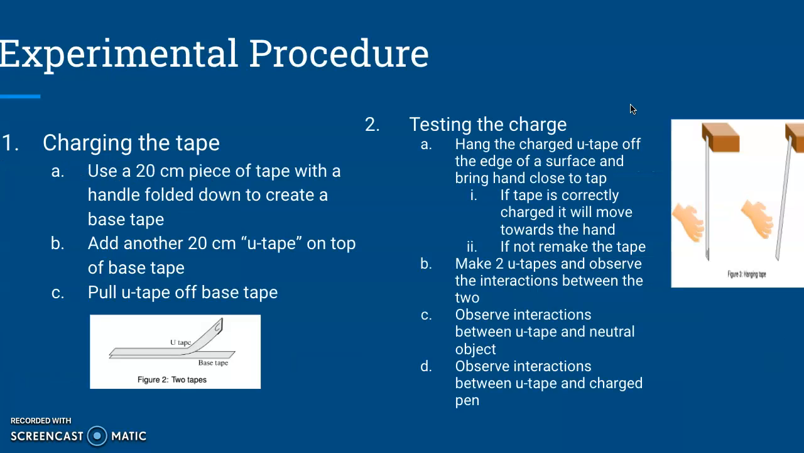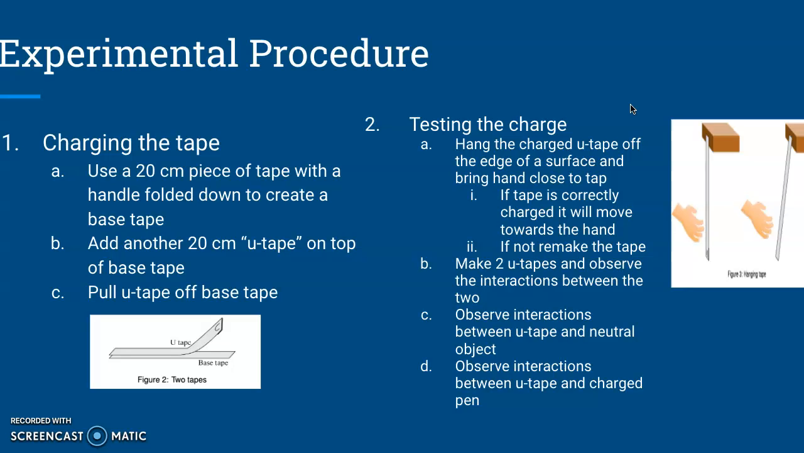To complete this experiment, we had to follow the experimental procedure as detailed in the lab on Canvas. The first part of the experiment dealt with charging the tape. We did this by using a 20 centimeter piece of tape with the handle folded down to create a base tape. Then we added another 20 centimeter U-tape on top of the base tape and pulled this U-tape off in order to charge the tape. We then tested the charge by applying the U-tape to the edge of a surface and bringing our hand close to the tape. If the tape was correctly charged, it would move towards the hand.